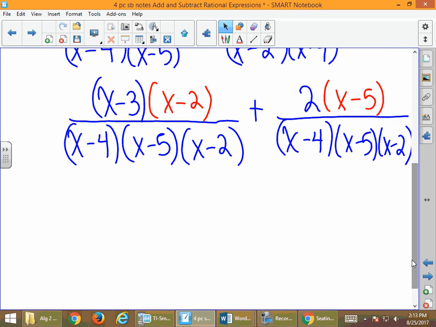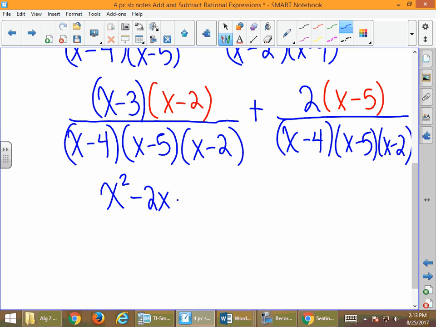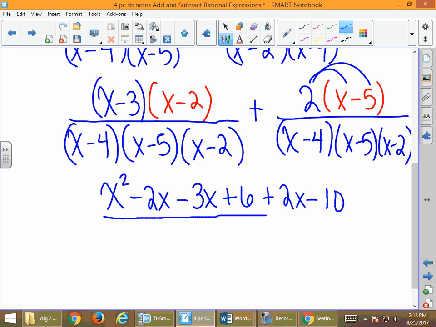And we are going to have to FOIL over here on the left side, or use distributive property, however your Algebra 1 teacher taught you. And it's going to be x squared minus 2x minus 3x plus 6, first, outer, inner, last if you're using FOIL. We simply need to distribute on our right-hand fraction plus 2x minus 10. And once again, when we add and subtract fractions, we do the work to the numerator. We leave the denominator, the bottom of the fraction, alone. So x minus 4 times x minus 5 times x minus 2.